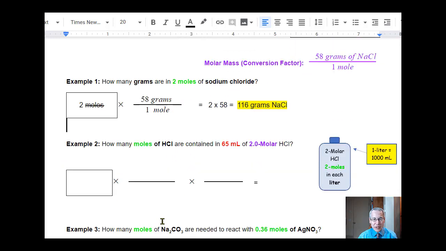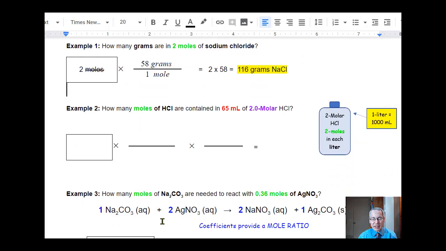Example 2 will be a little more complicated. And it's not NaCl anymore. It's now HCl. And you saw in my video, 2 molar HCl has a definition of 2 moles in each liter. And in here in the yellow box, I said a liter is 1,000 milliliters. So this will be 2 steps. It's dimensional analysis all the way through. How many moles? So that's where we want to end. 65 milliliters of 2 molar HCl. Start with the given, 65 milliliters.